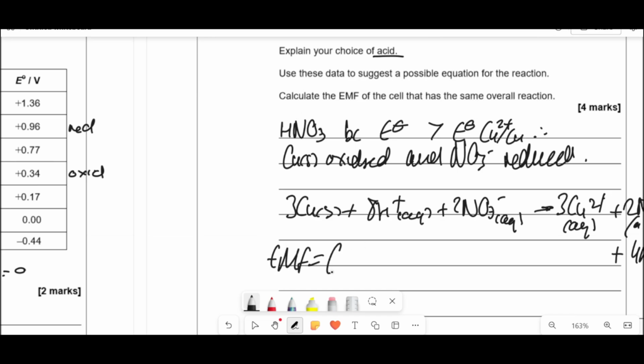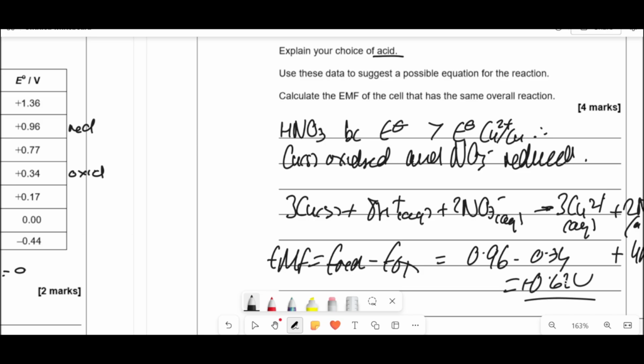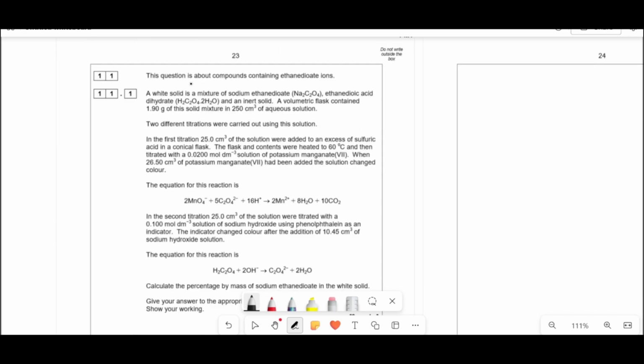EMF equals E reduced minus E oxidized, which is going to be 0.96 minus 0.34, which is 0.62 volts plus 0.62. You should really put the plus there. There you go, done. So here, then, this question is about compounds containing ethanedioate ions.